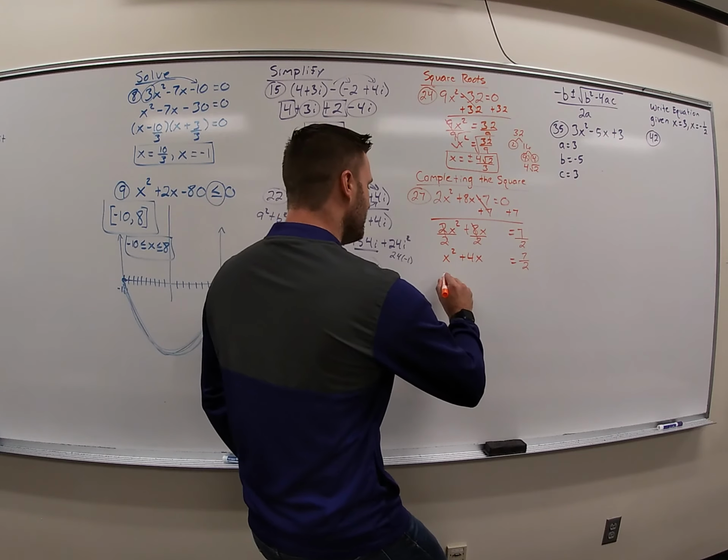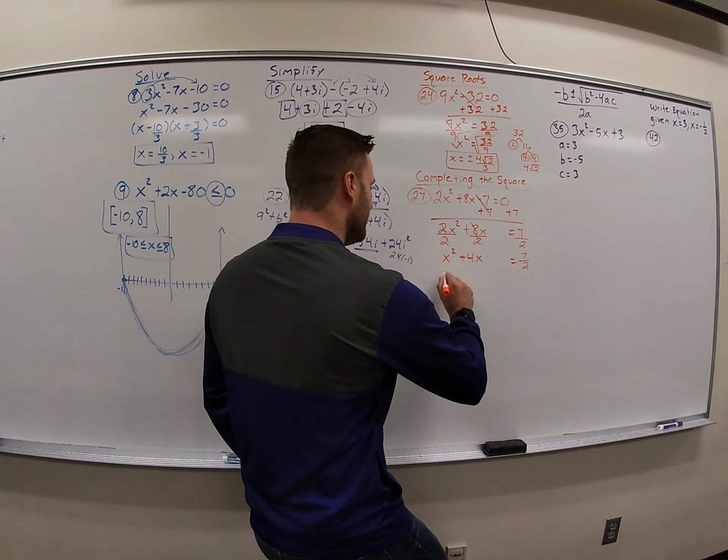Now, I need to take half of my b term. Well, half of 4 is 2. Half of my b, and square it. Remember that number here, that square, is my reminder to square this term. Well, 2 squared is 4. And whatever I add to one side, I need to also add to the other side.